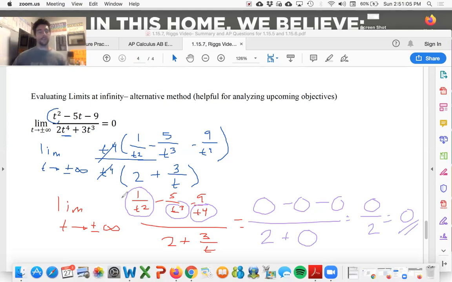So this is a more technical way to argue about what a limit goes to by factoring out the largest term you see. This might be helpful for the next objective.